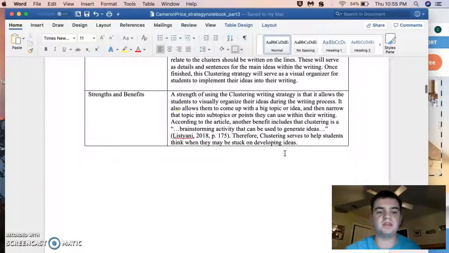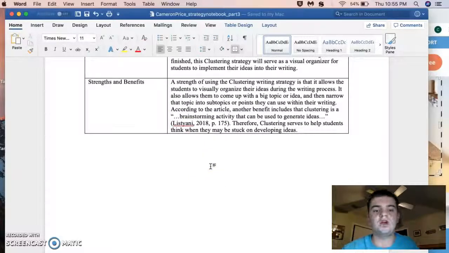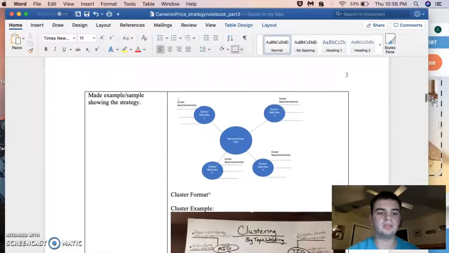And another strength that the article mentions is that it's a good brainstorming or pre-writing process activity that can be used to generate ideas. So that goes off the last thing I said. Once they start doing the circles and writing clusters, the idea is for more ideas to start to come in and allow them to brainstorm about the topic.